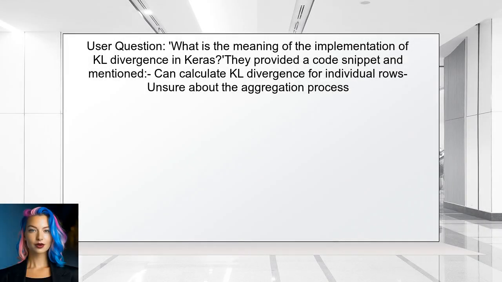Let's set the stage with a specific question from a user. They asked, what is the meaning of the implementation of KL Divergence in Keras? They provided a code snippet and mentioned that they can calculate KL Divergence for individual rows, but they are unsure about the aggregation process. Sound familiar? Let's break this down together.